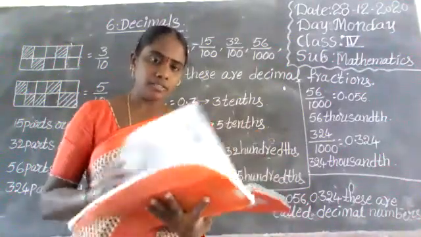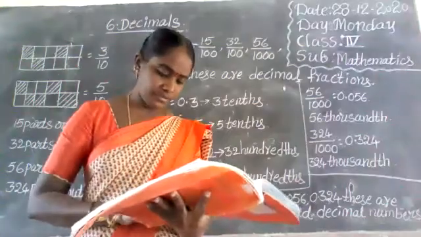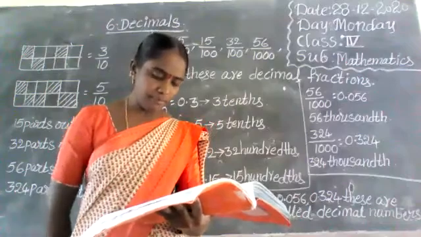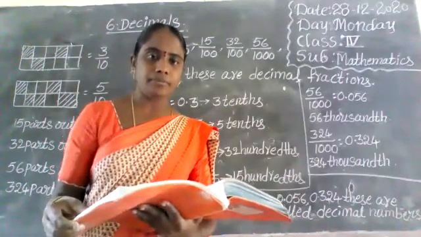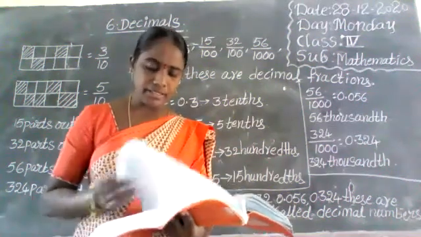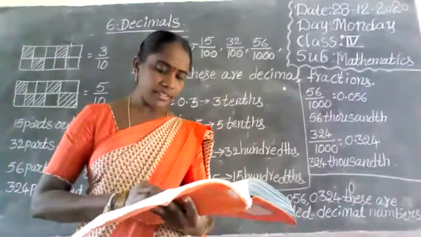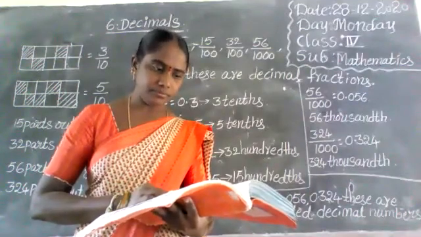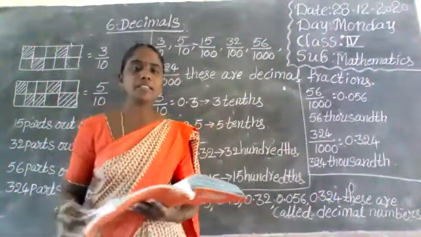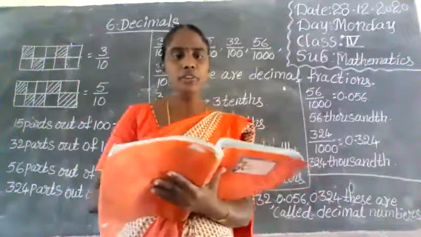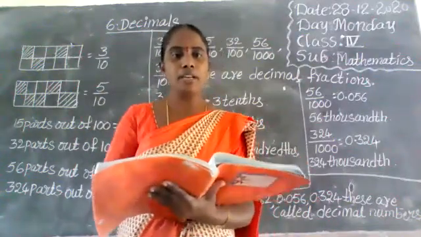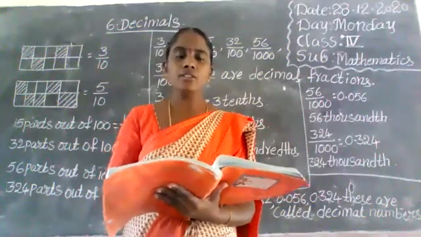Next, take out the textbook. Okay, see here, children, page number 96 in your textbook. Page numbers 96, 97 and 98. Once you read, children, page numbers 96 and 97, all of you have to read. You will understand the topic I explained. Page numbers 96, 97 and 98 also you have to read.